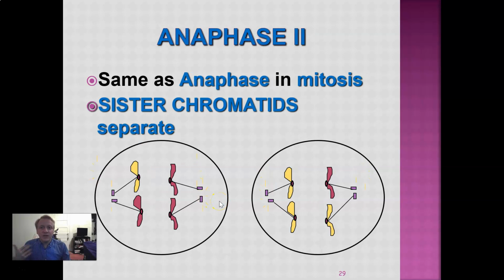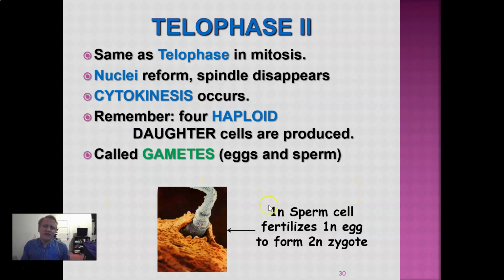Anaphase 2, those chromatids are getting separated into the poles, very much like anaphase of mitosis. And then ultimately we have telophase 2. Okay, the nuclei reform, cytokinesis occurs where they're pinched off from one another, and you wind up with 4 haploid daughter cells, as they're called, at the very end. Okay? And again, these are gametes. These are sperm, and these are eggs.